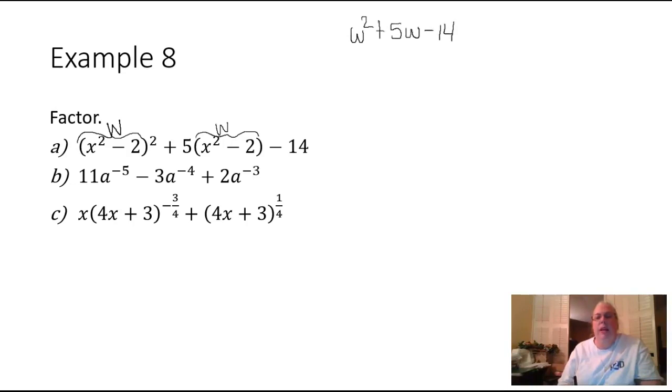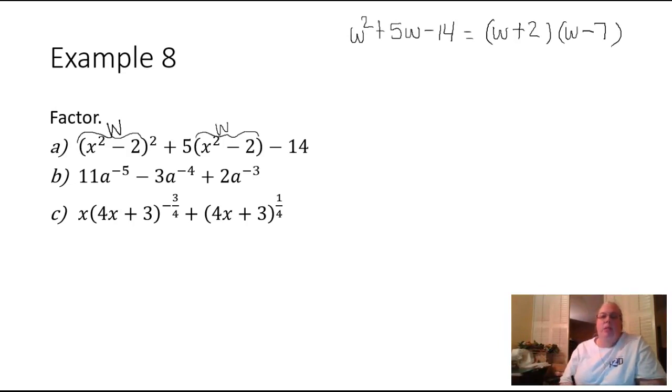minus 14. And this actually looks normal because now I know this is going to factor into two sets of parentheses. W times W is going to give me W squared. And then I need things that will multiply and give me negative 14, and add together and give me positive 5. So let's see, 7 times 2 is going to give me 14, and then positive 2 minus 7 will give me negative 5. Okay, so we're almost done.